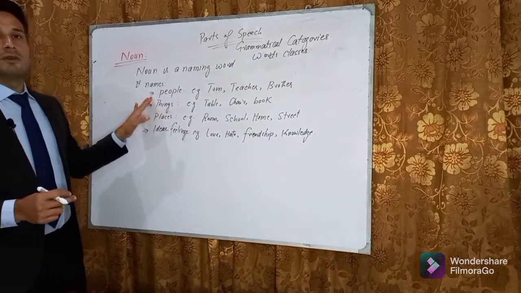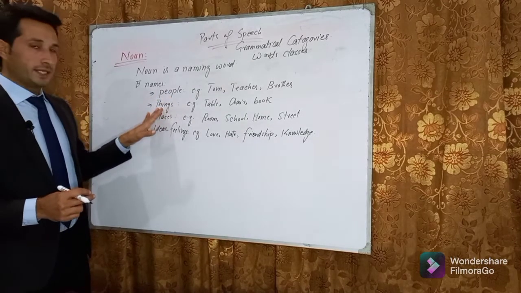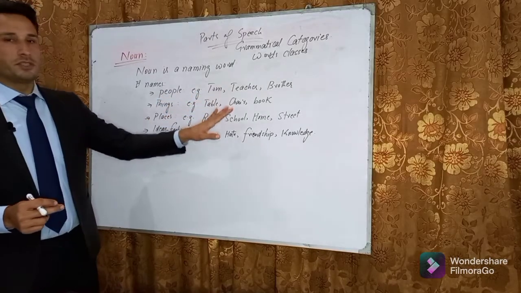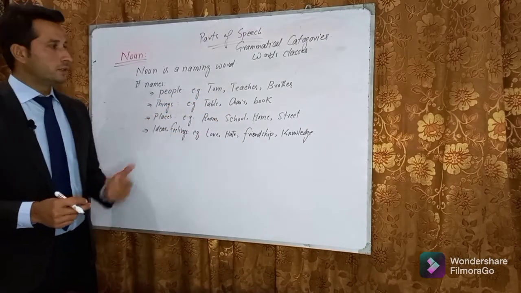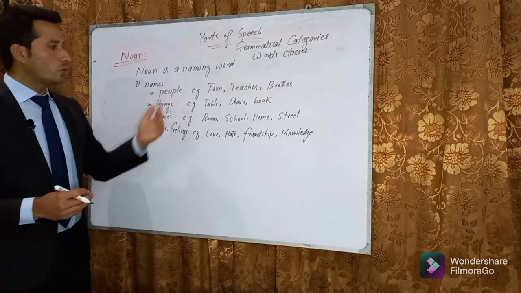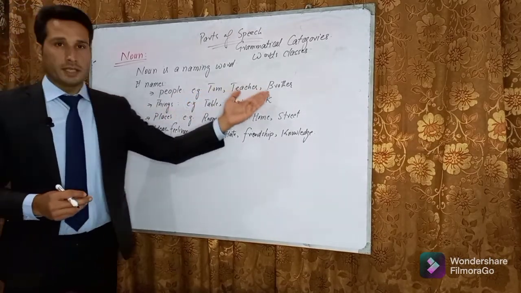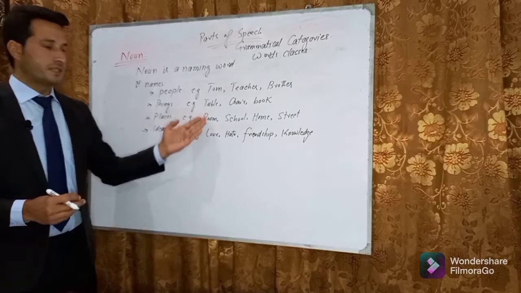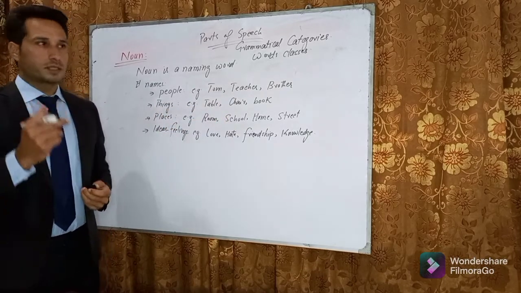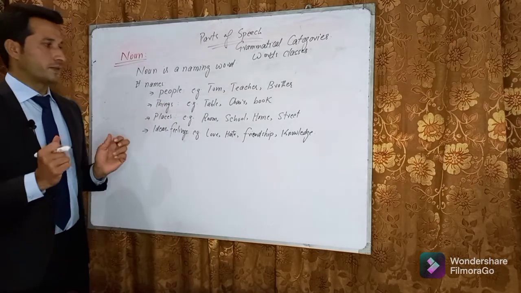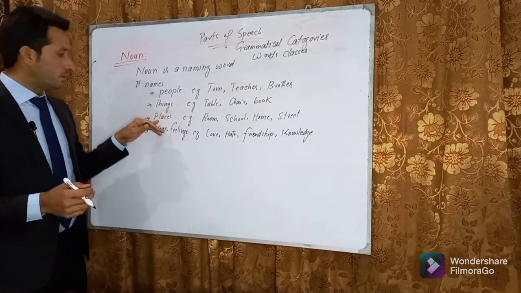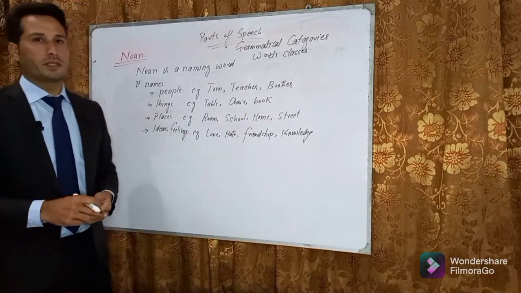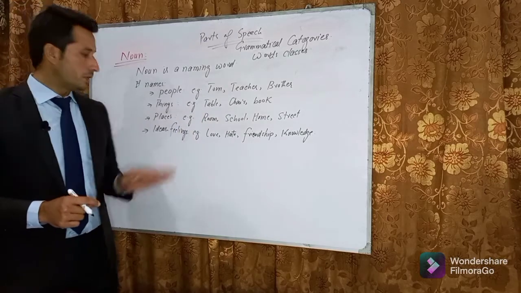Now it may name people, things, places, ideas. For example, Tom, teacher, brother, mother, father, student, etc. They are names of people. So these are all nouns and they have a specific function in a sentence. Similarly, things. We have table, chair, book, marker, whiteboard, door, etc. They are all names of things. Places: room, school, home, street, road, hospital, etc. They are all names of places.